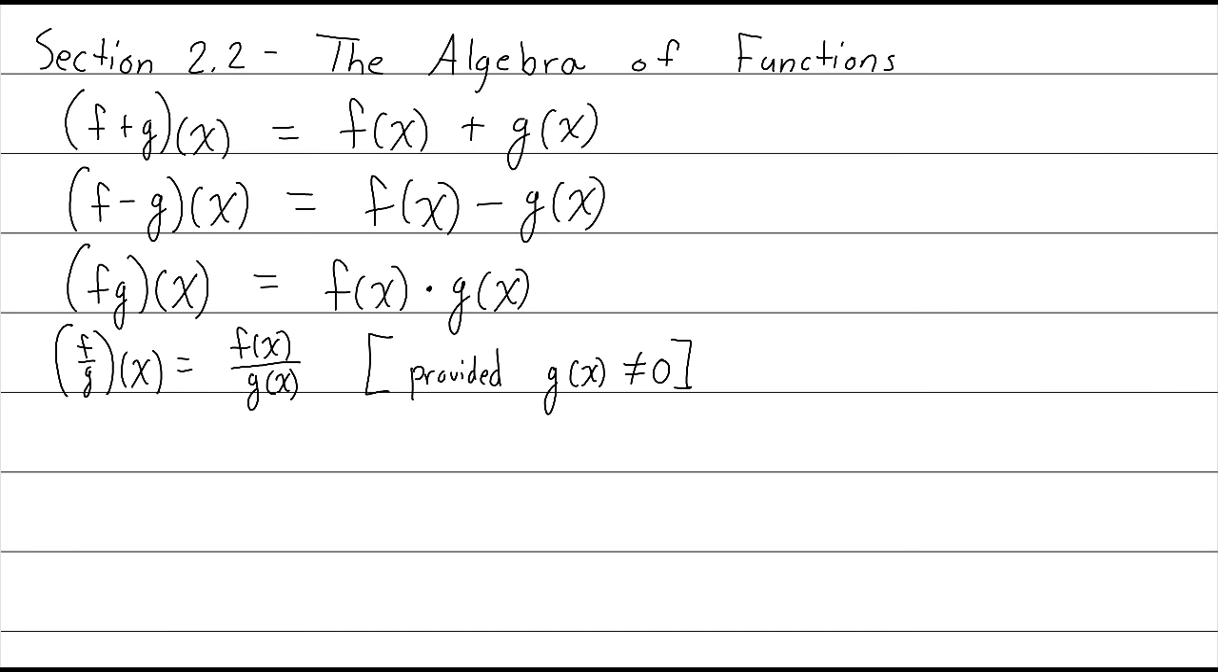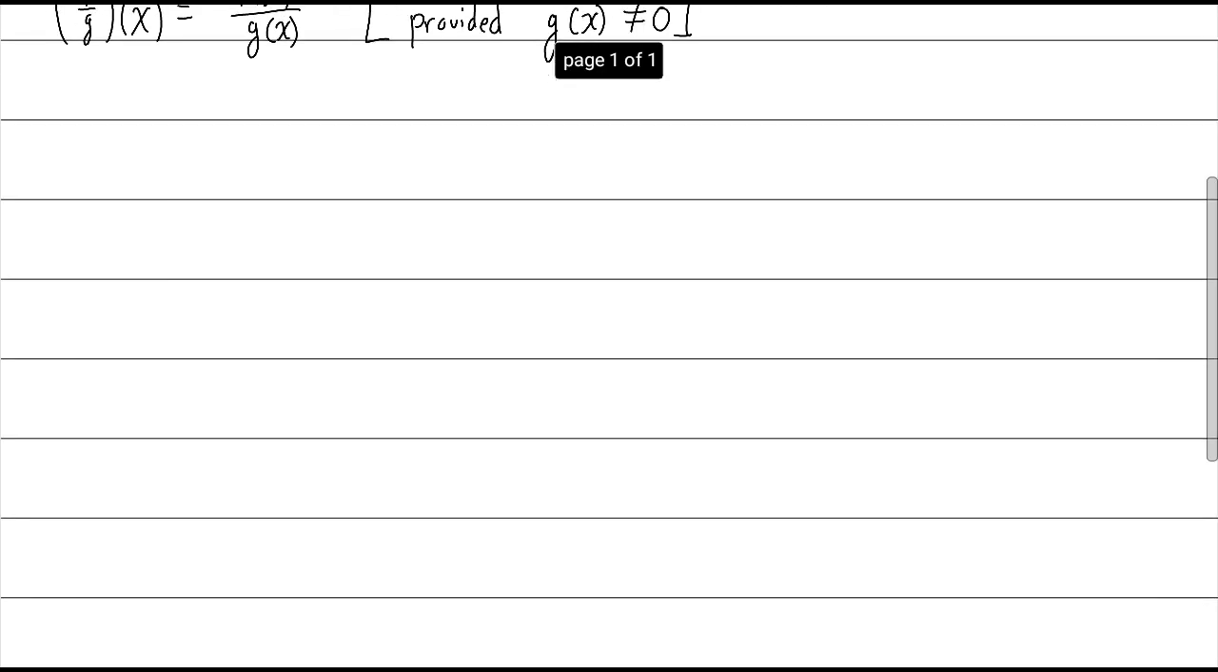All right, so those are some new notation, right? Okay, so let's actually go and do an example, or several examples, right? So example number one, we're going to say f of x is x squared minus 1. And let's say that g of x is 2x plus 5.